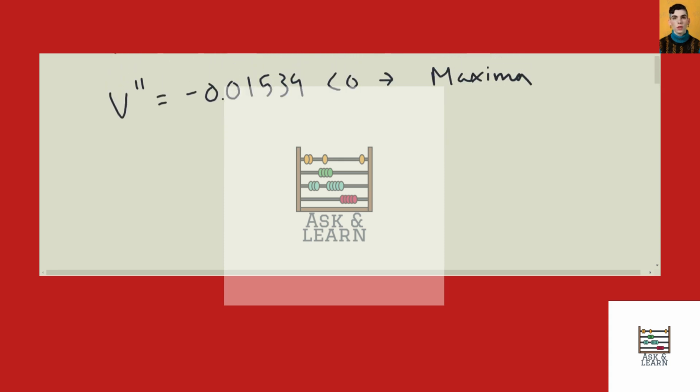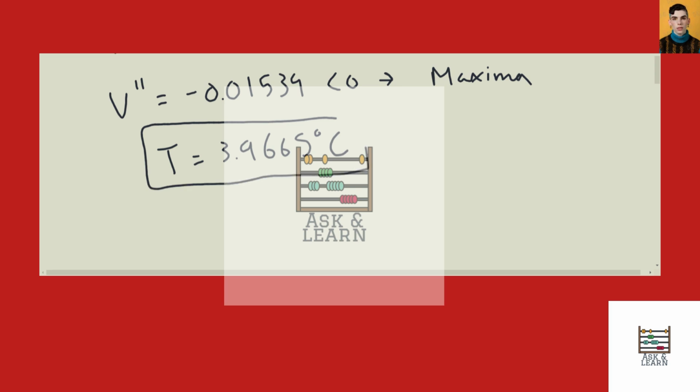And we know that occurs when T is equal to 3.9665 degrees Celsius. Okay, and when the volume is at its lowest, then our density is at its highest. So we would say the temperature would be 3.9665 for when our volume is at its lowest and our density is at its maximum. All right, well, I hope that clarifies the question.